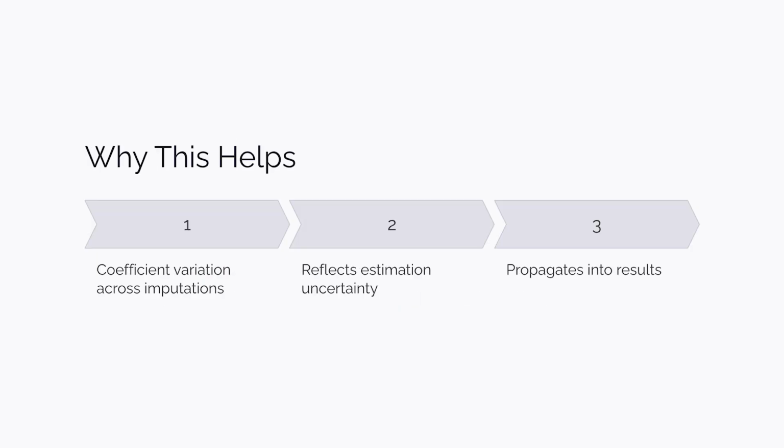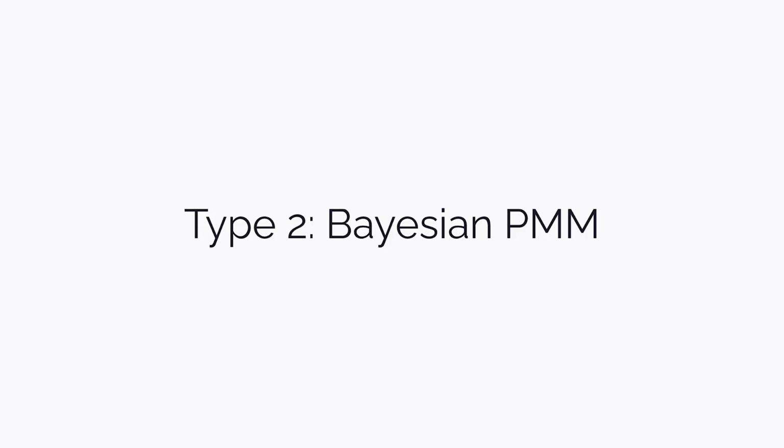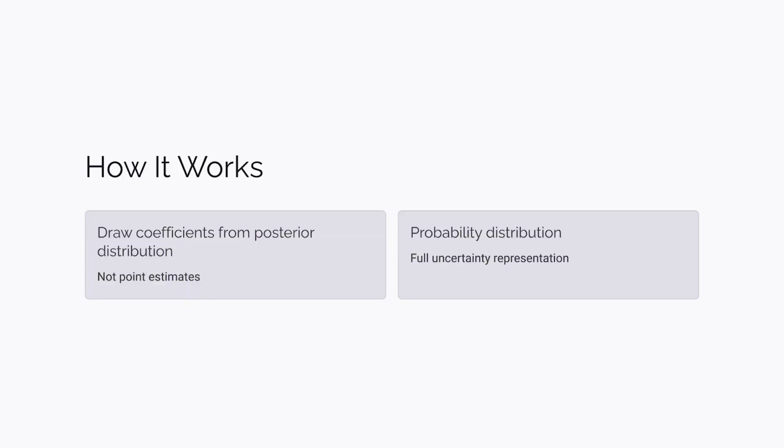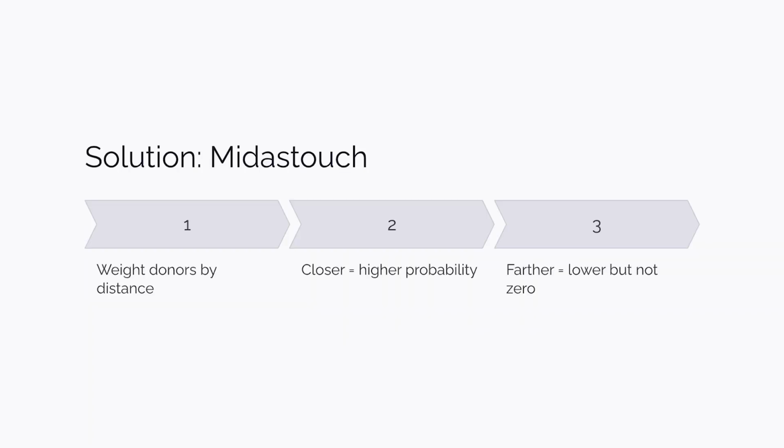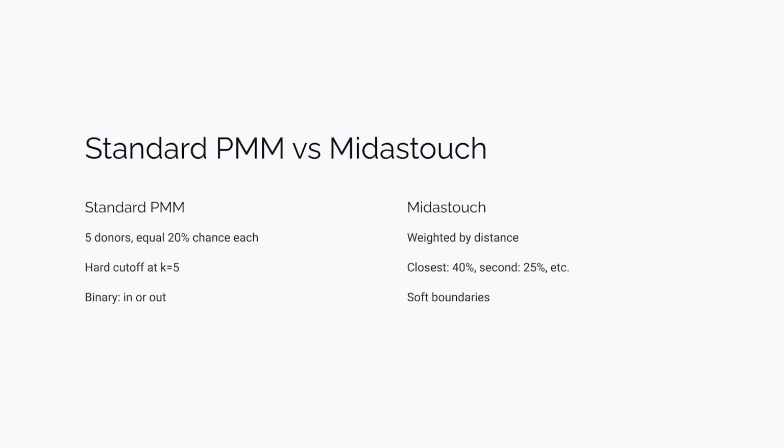This propagates uncertainty in the model estimates into your imputations. Type 2, or Bayesian PMM, draws coefficients from their posterior distribution. Then there are specialized variants. Midastouch weights donors by distance instead of using a hard cutoff. The closest match might have 40% chance of selection, the second closest 25%, and so on. Helps when donor pools are sparse.